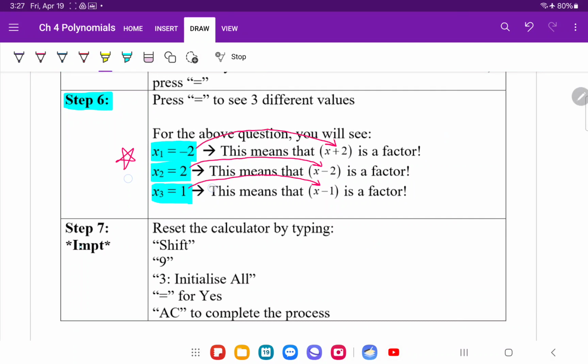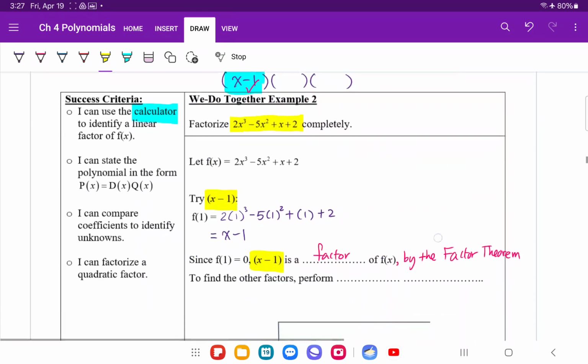Once you have finished that important step, please reset your calculator. If not, it will mess up the rest of your calculations. Remember to reset. So with this, you can try out.